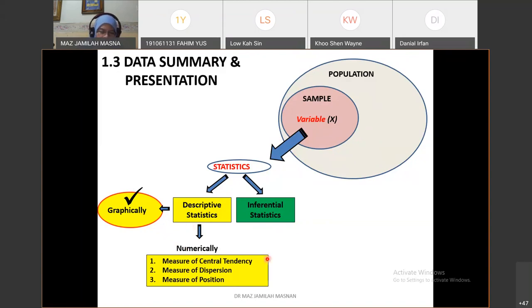And I know for some of you, this material is kind of a repetition because you have covered this in your secondary school or maybe in your matriculation. But in our case, EQT271, in-depth discussion will be done in terms of these three measures. And there will be this distinction or differences between why and how we can use a measure of central tendency, a measure of dispersion or measure of position. Now, for this discussion, for summary and presentation, we begin with the graphical parts.